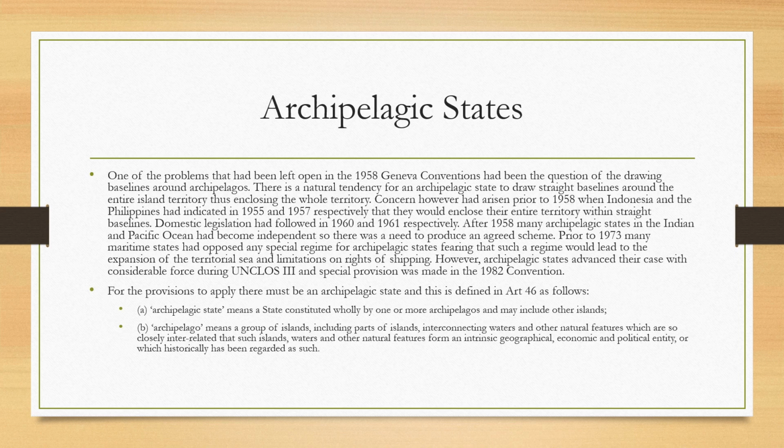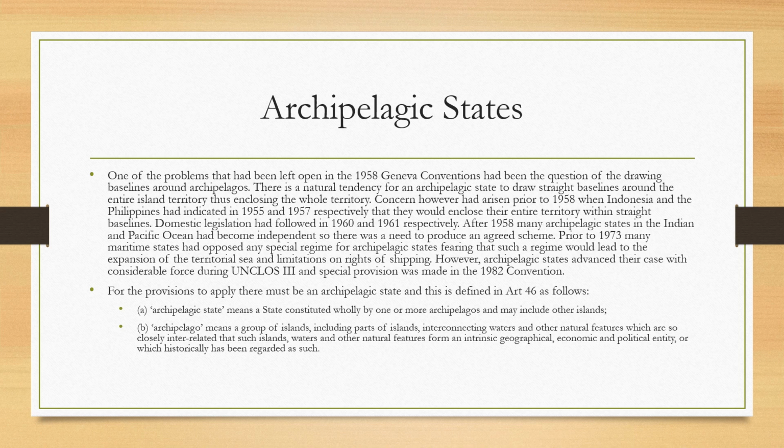Archipelagic states. One of the problems that had been left open in the 1958 Geneva Conventions had been the question of drawing baselines around archipelagos. There is a natural tendency for an archipelagic state to draw straight baselines around the entire island territory, thus enclosing the whole territory. Concern, however, had arisen prior to 1958 when Indonesia and the Philippines had indicated in 1955 and 1957 respectively that they would enclose their entire territory within straight baselines. Domestic legislation had followed in 1960 and 1961 respectively.